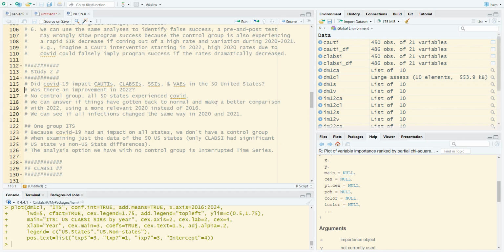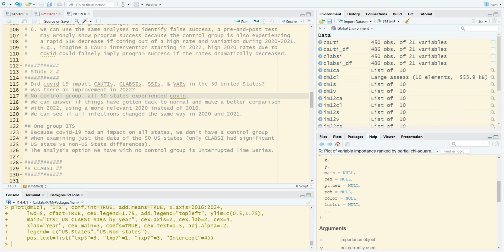Another question we have is, was there an improvement in 2022? We have no control group. All 50 states experienced COVID. So this is a really big benefit of the interrupted time series: when we don't have an intervention group, what do we do? Because we're doing segments, we're comparing one segment with the other segment. So what we can do instead is do an interrupted time series. We don't need a control group.